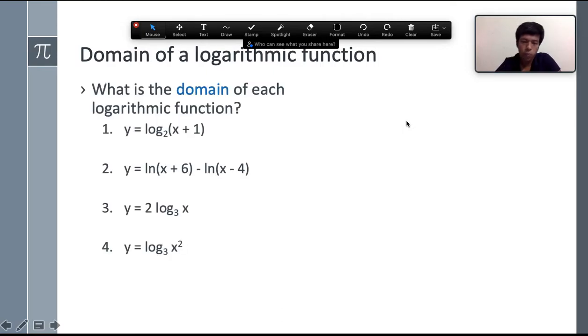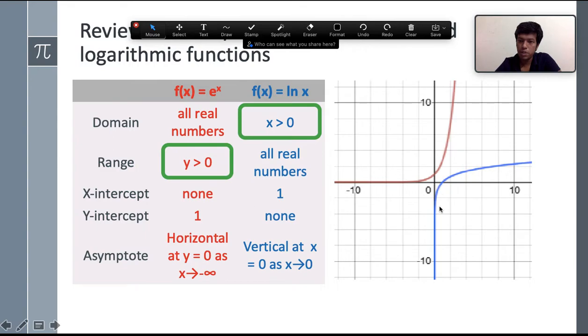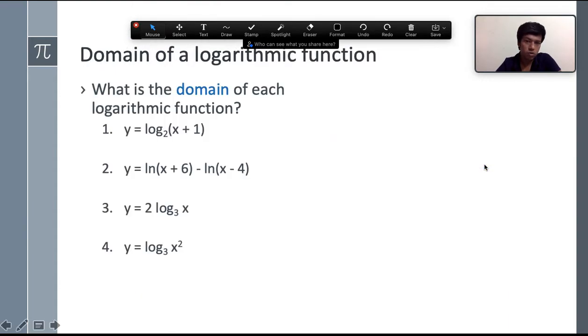So what is the domain of all of these logarithmic functions? Look, the rule is this x plus 1. In the definition of the logarithmic function, we said that this x has to be positive, and the reason is here. X has to be positive because this graph never goes back in this side when the function is log a base x. So that means this x plus 1 has to be positive. How can we solve it?